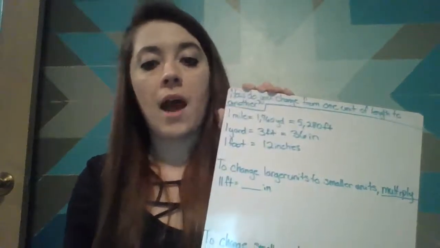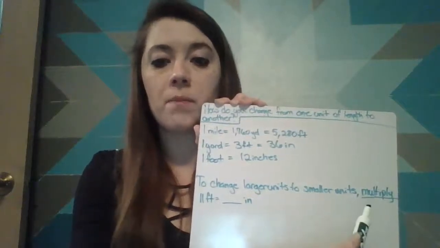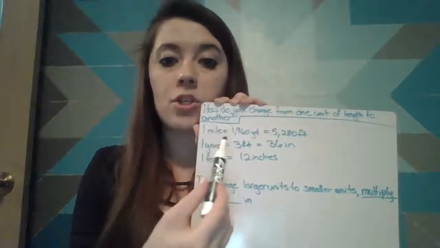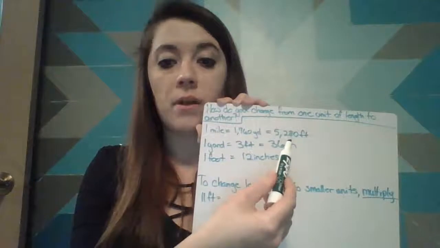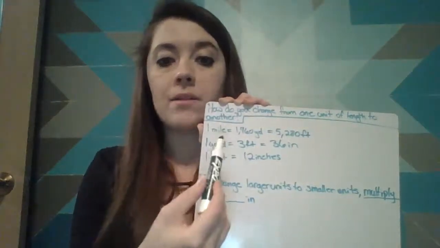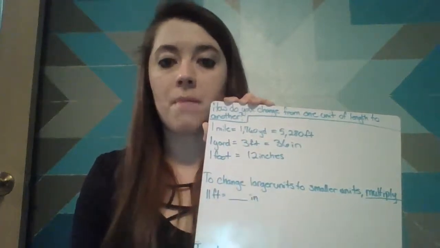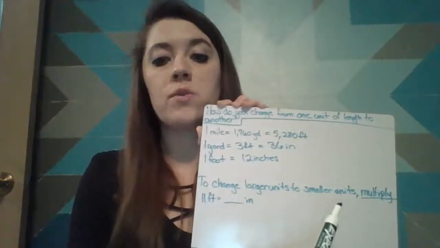Looking at this, to change from larger units of measure to smaller units, we're going to multiply. 1 mile is the largest unit of measure we have here. Yards are smaller and feet are smaller yet. Inches is the smallest unit we have. So miles the biggest, then yards, then feet, then inches. Keep that in mind as we're going through this. We're going to multiply when we go from larger units to smaller units.